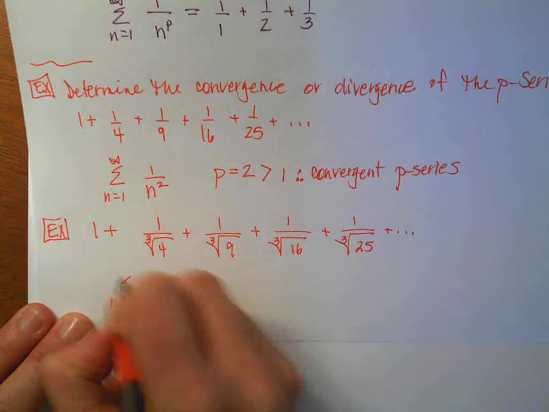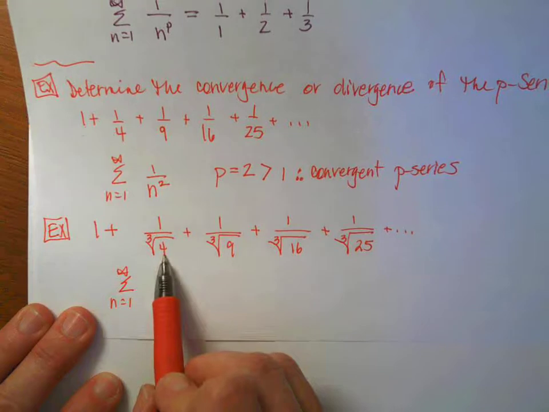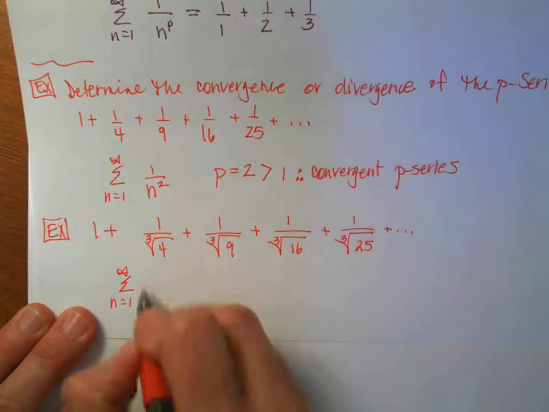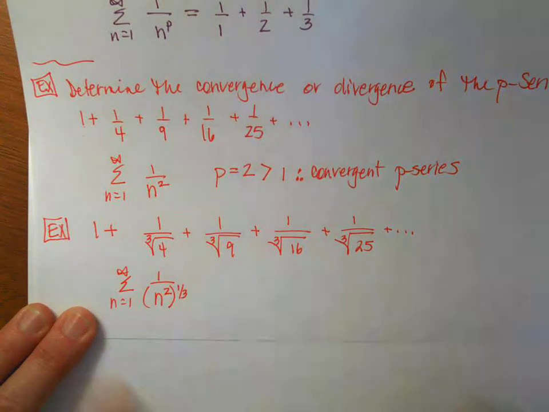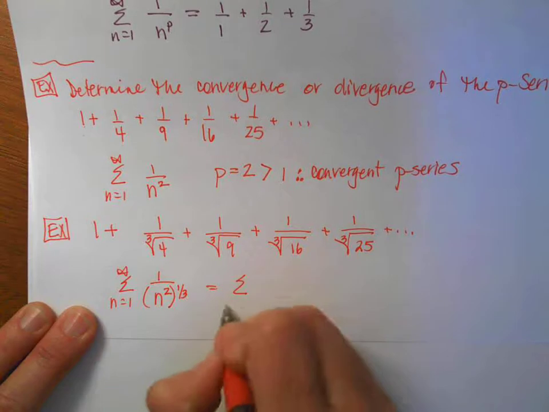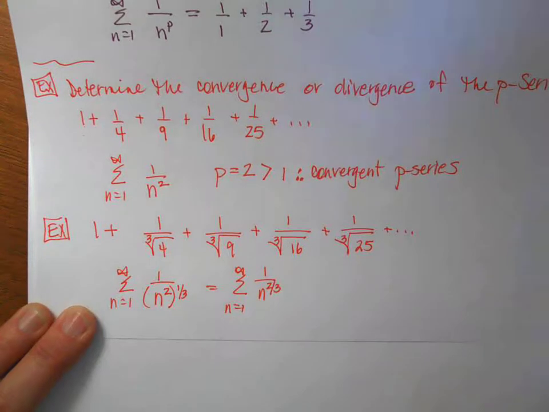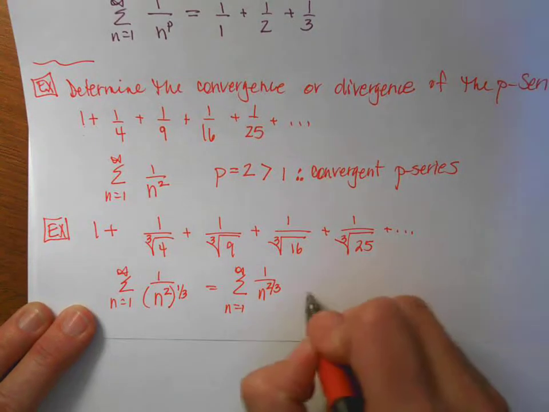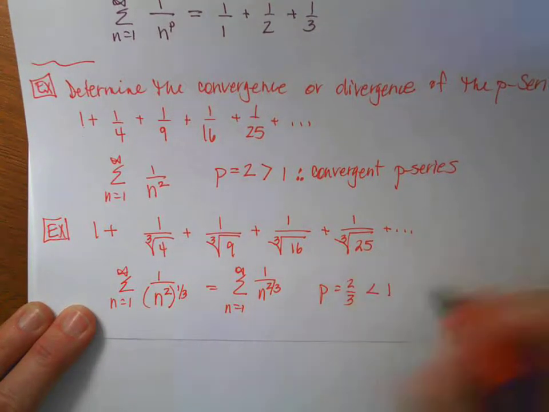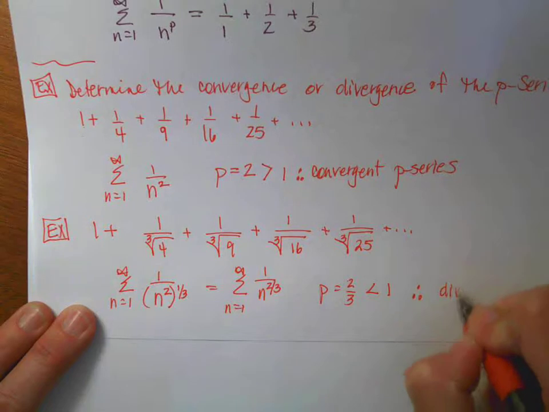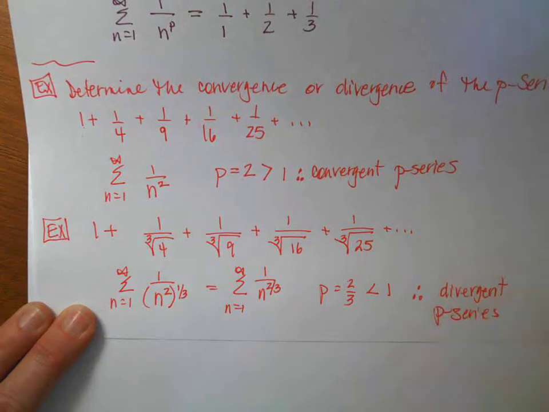So again, I need to kind of write a rule. So this is going to be the sum from n equals 1 to infinity. And then notice again, this is my position 1. This is 2 squared, 3 squared, 4 squared. So this is 1 over n squared, and this is going to be raised to the 1/3. So this is the sum from n equals 1 to infinity of 1 over n to the 2/3, because a power to a power is multiply. And then since p is equal to 2/3, which is less than 1, then we know that we have a divergent p-series.